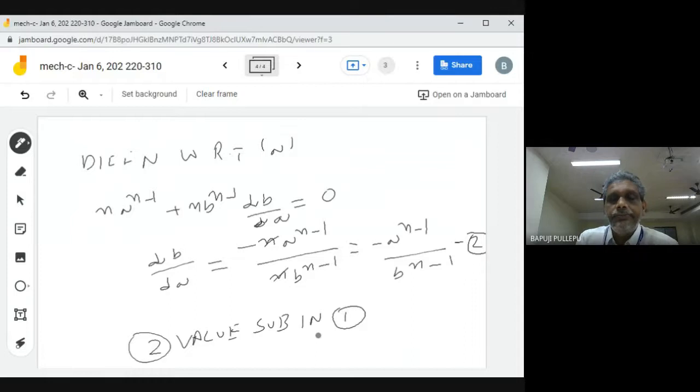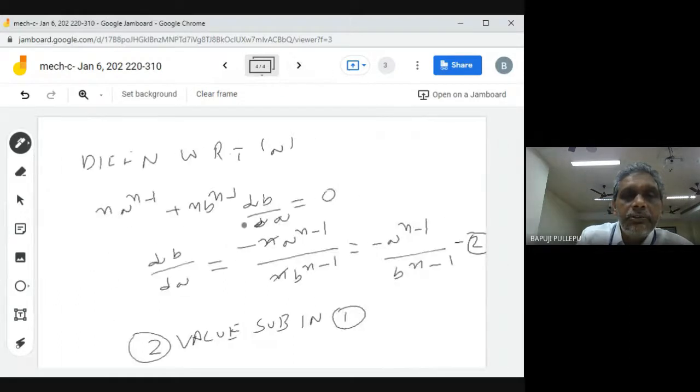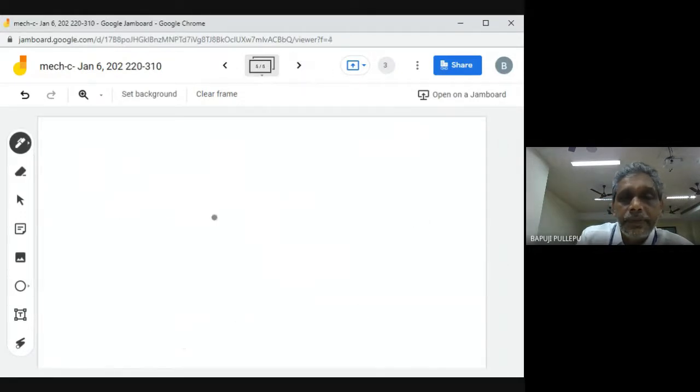Substituting in 1. Correct? Then the second value, if substituting in 1 means what? What you will get? Minus a to the power of n by minus b to the power of n. So the first value is what? Minus x by a square minus y by b square into this value. So what you will get? Minus x by a square minus y by b square into dB by dn. dB by dn is what? Minus a to the power of n minus 1 divided by b to the power of n minus 1. Are you agree?